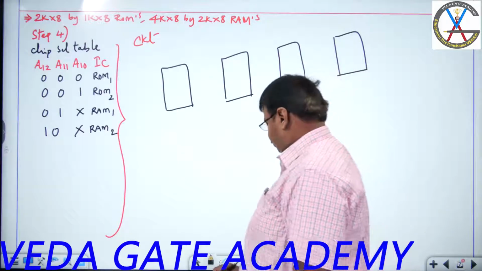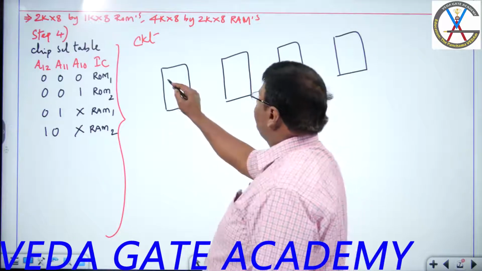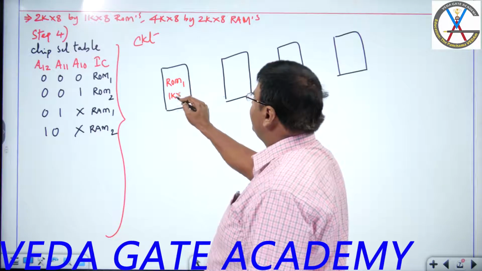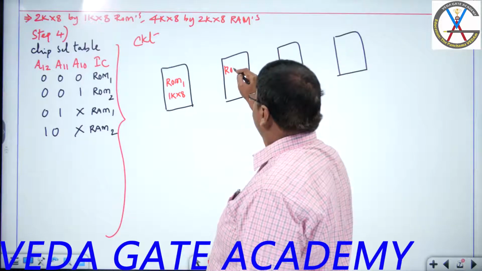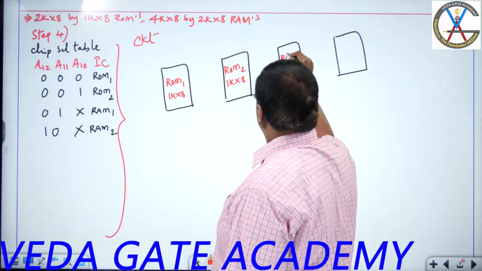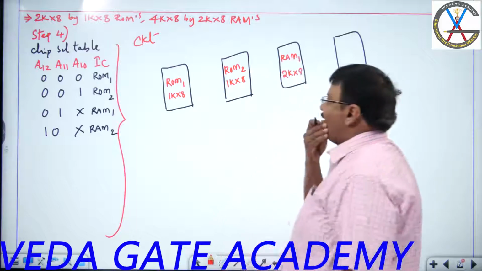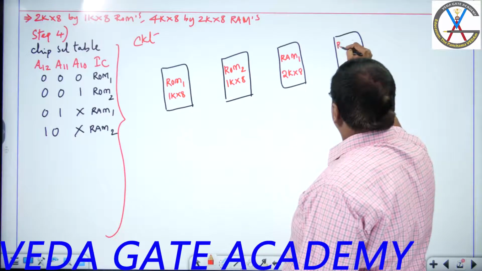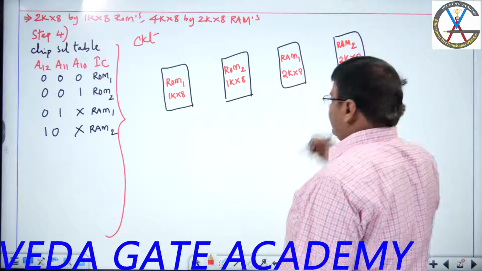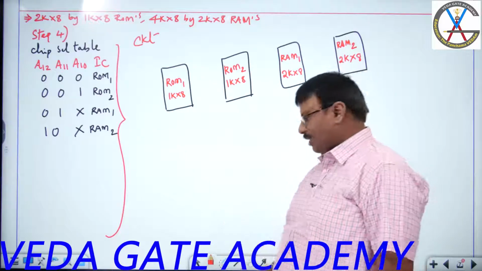What are these address lines? ROM 1, 1K into 8. ROM 2, 1K into 8. RAM 1, 2K into 8. RAM 2, 2K into 8. So 2 1K into 8 makes 2K, and 2 2K into 8 makes 4K.